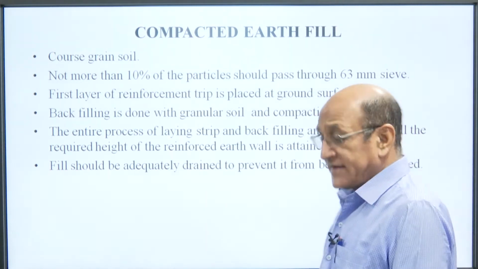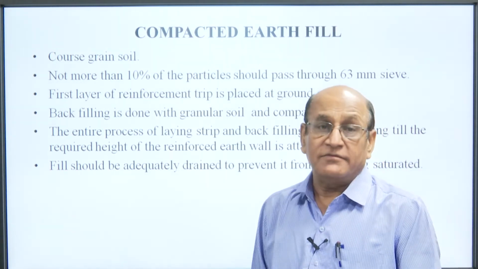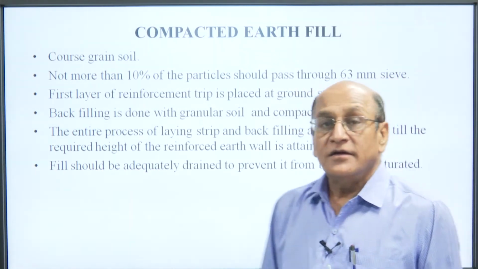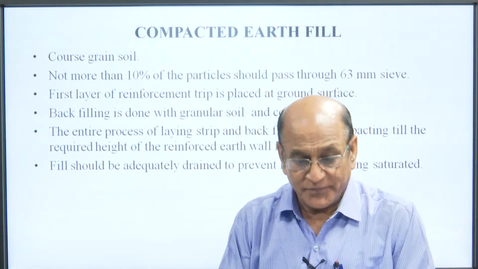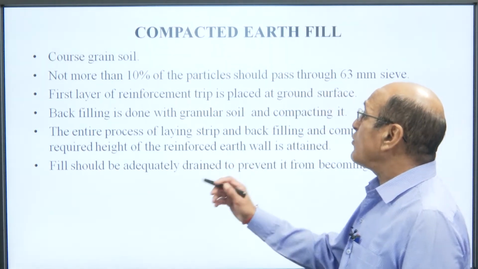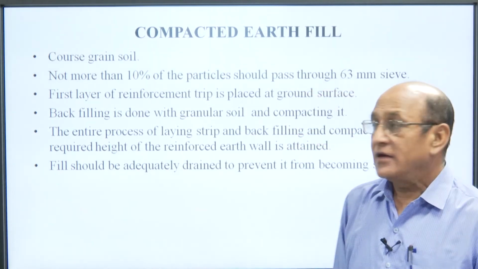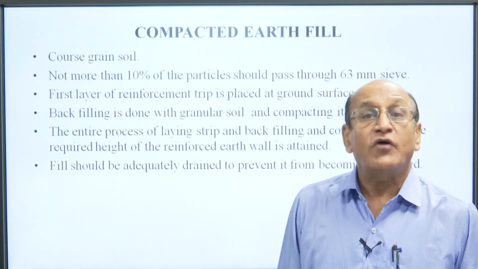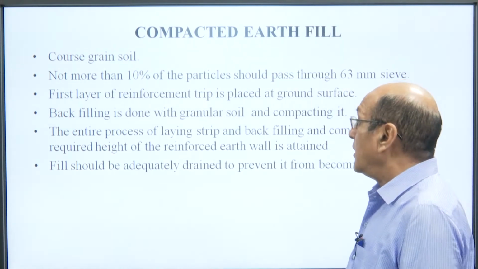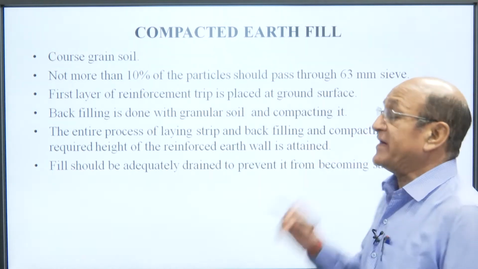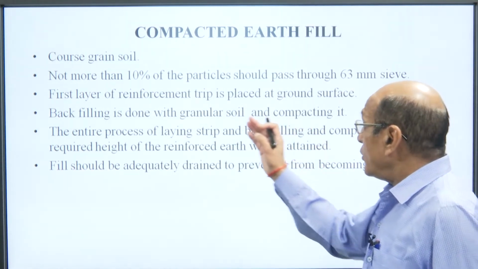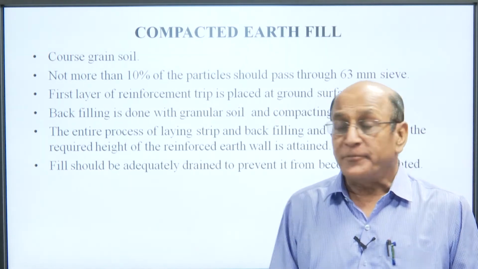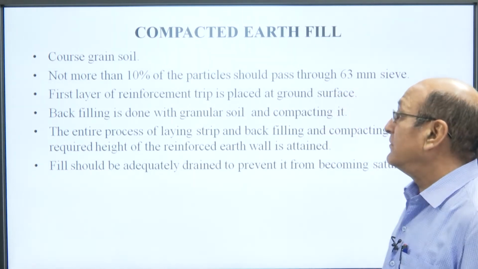Now, come to the compacted earth fill. This is the third component of reinforced earth. Only coarse grain soil is used for the soil fill, the earth fill. Not more than 10% of the particles, this is very important, should pass through a 63 mm sieve.